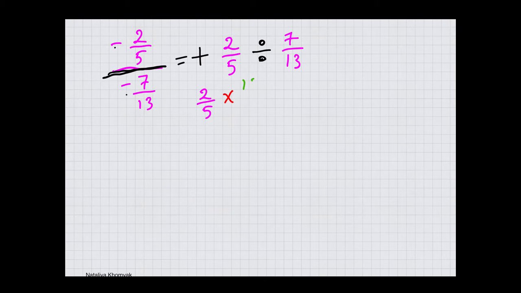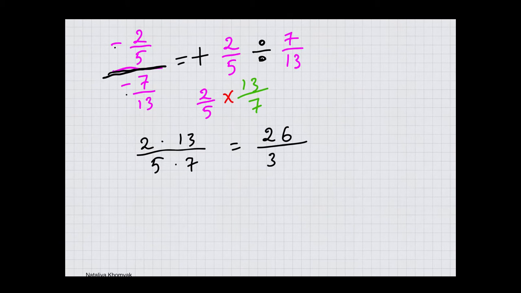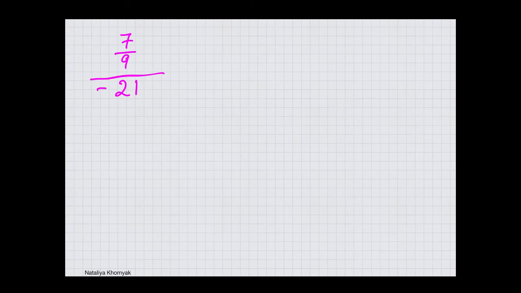So we get 13 out of 7. Now we have 2 times 13 out of 5 times 7. And this becomes 2 times 13, 26. 5 times 7, 35. And that's our answer. In this problem, we have a fraction divided by a whole number.